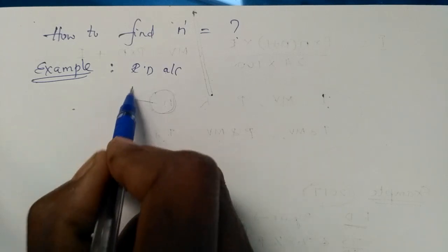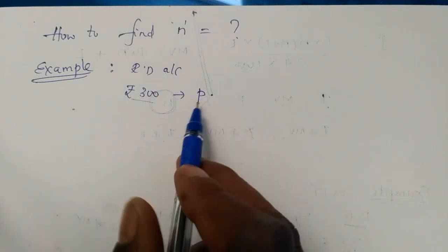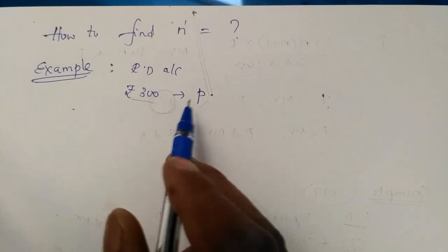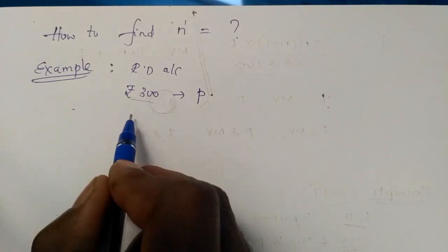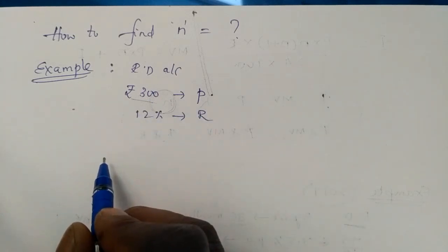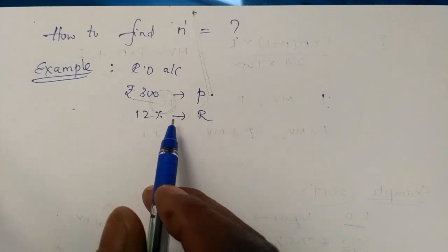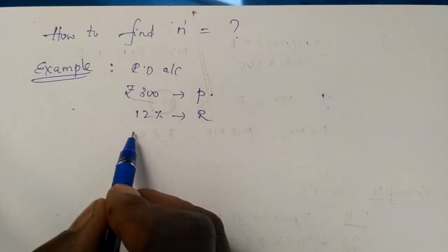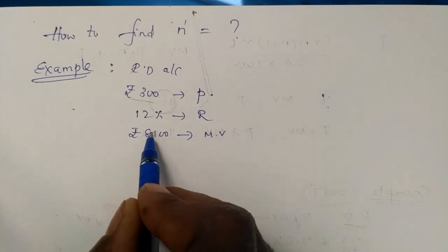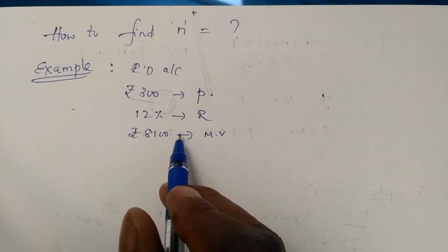She is paying 300 per month. What is 300? That is P. So she is investing 300 every month, that is P per month. If the rate of interest is 12%, so 12% is given. Rate of interest is R, only interest is I. And the maturity value of this account is 8,100. They have given the maturity value of this account as 8,100.